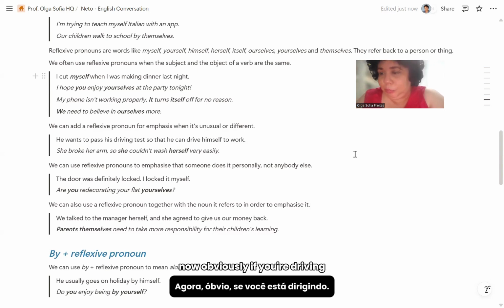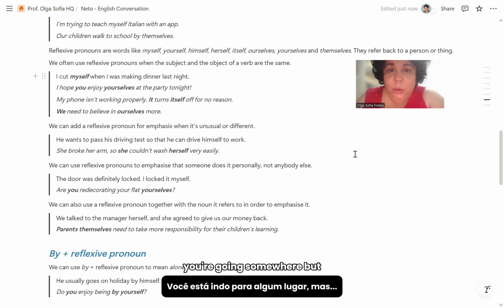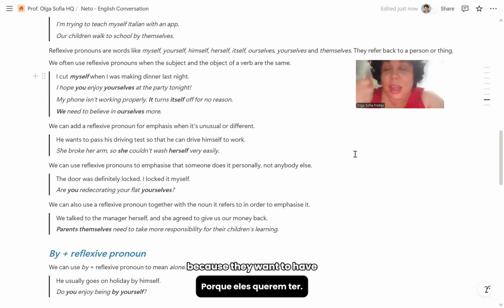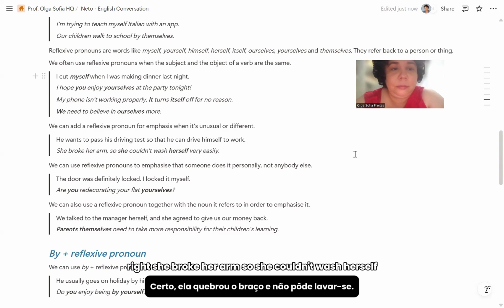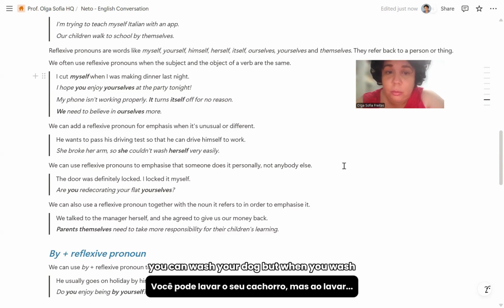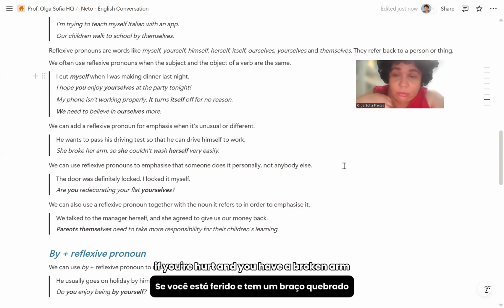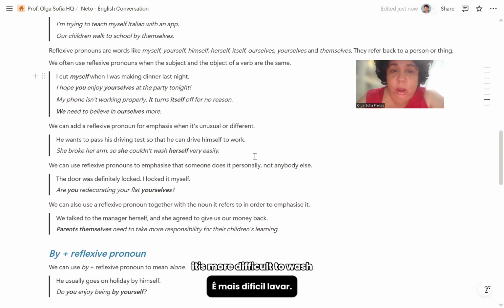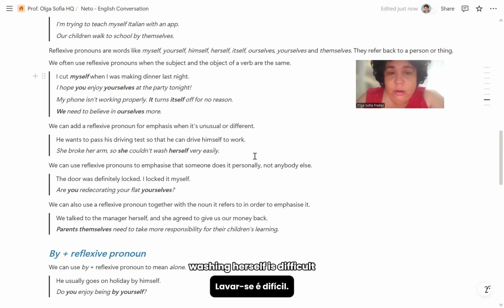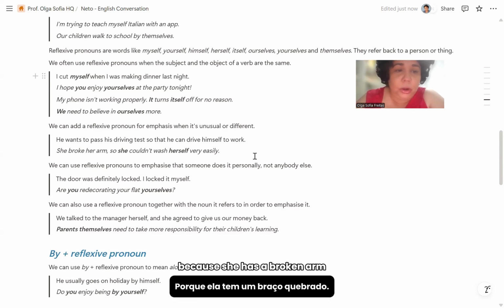Now, obviously, if you're driving, you're going somewhere. But the emphasis here is that someone wants to get a driver license because they want to have the power to drive themselves, right? She broke her arm so she couldn't wash herself. Washing is something you can do to your car or your dog, but if you're hurt, you have a broken arm, it's more difficult to wash. So the emphasis here is washing herself. Washing herself is difficult because she has a broken arm.